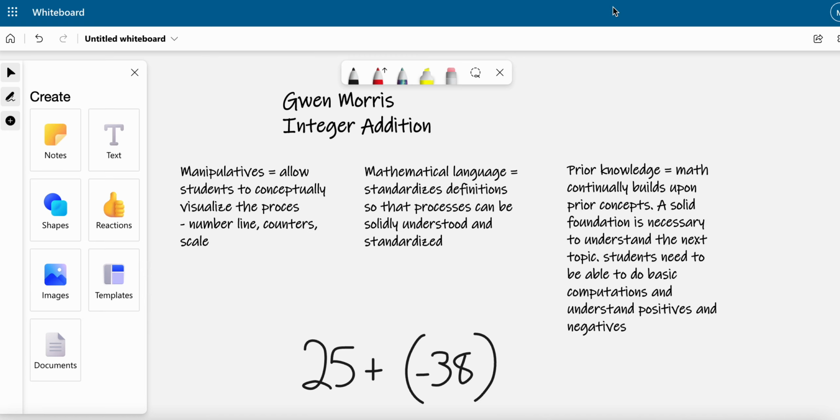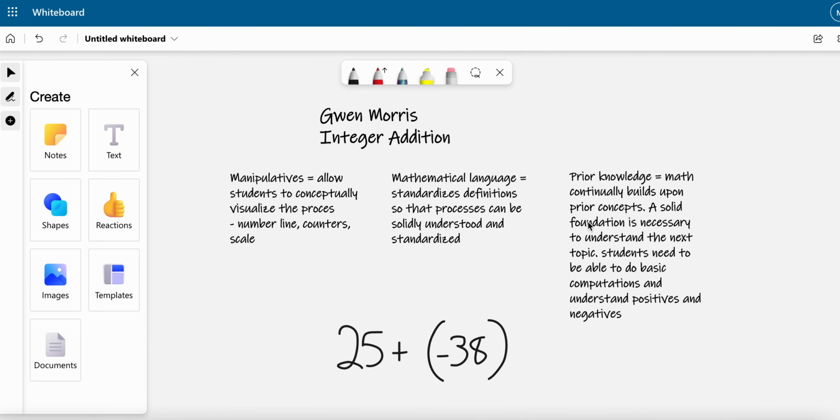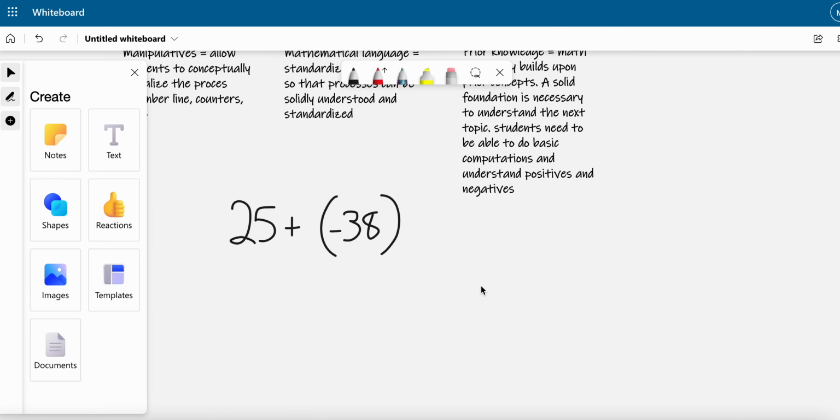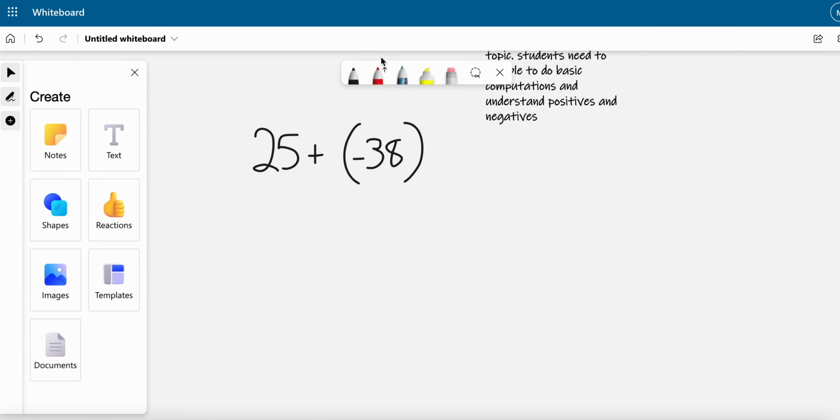So what I'm going to start by focusing on is this problem here, which is 25 plus negative 38. There's a lot of ways you could use a manipulative to solve this and show how the inverses cancel out to show that it's going to be a negative number and what that number comes out to. However, in this case, I'm doing this without a manipulative.